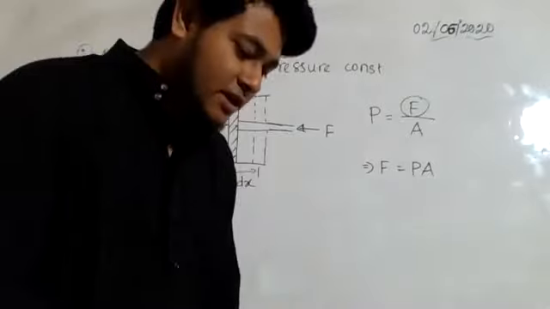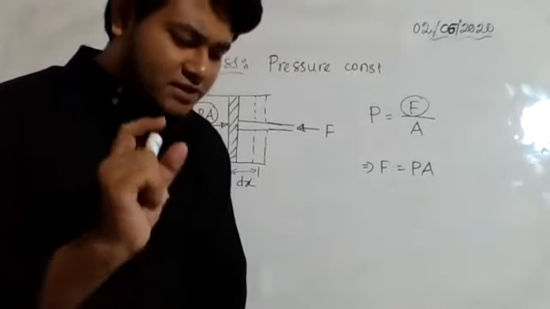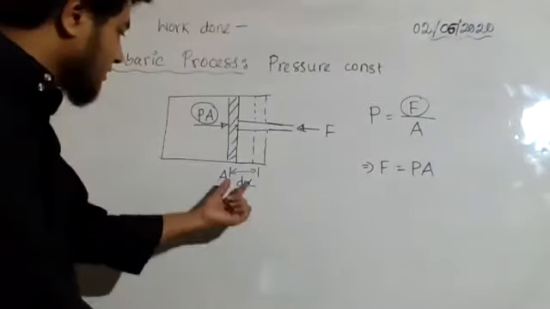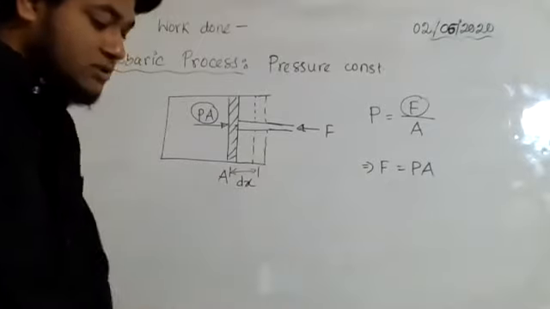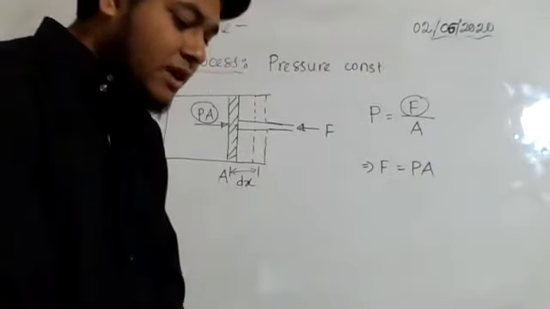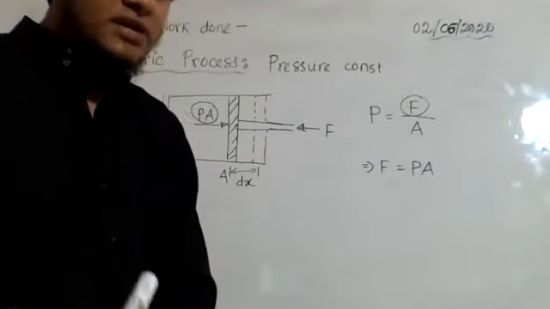Now let us consider that the gas expands, and as a result the piston has moved through a very small distance, that is dx. See, previously this was the position of the piston, now this is the position of the piston, so this is dx. The displacement is dx. Since dx is very small, the pressure of the gas can be considered constant.